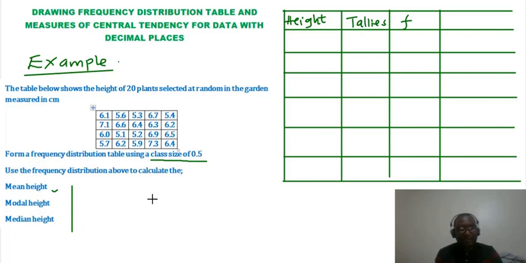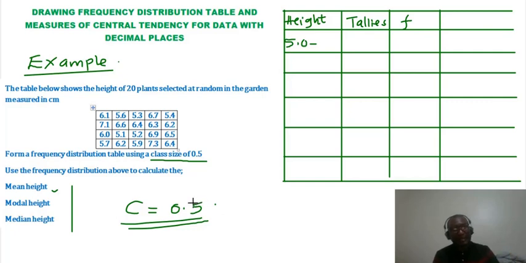First, they have given us that the class width is 0.5. Now what we do first here is to scan through our data and see the smallest value. So when you look through, the smallest value is 5.1. So that means we can rescale and have our first class starting from 5.0. Now, since the class width is 0.5, we should come up with our classes in such a way that when we are to compute the class width, it should be 0.5.